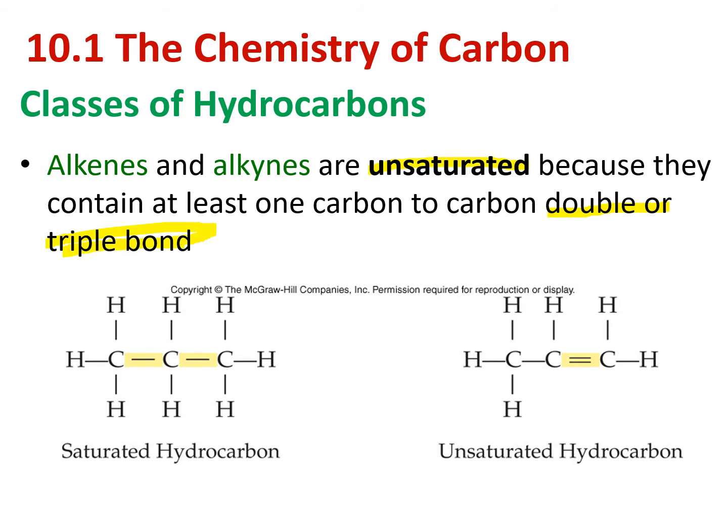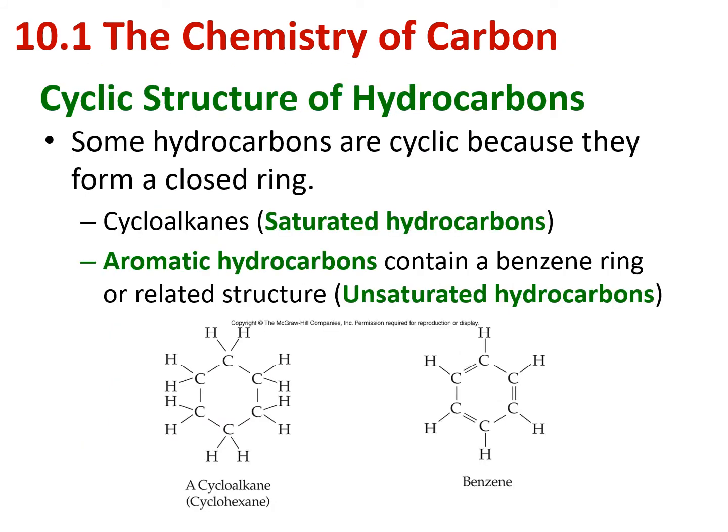In the diagram on the left side is shown a saturated hydrocarbon. As we can see, all the bonds between the carbon and other carbon are single bonds, whereas the unsaturated hydrocarbon is the one which has at least one double bond, and it's actually the double bond that is shown in this figure. Next are the cyclic structures of hydrocarbons. Some hydrocarbons are cyclic because they form a closed, ring-like structure.